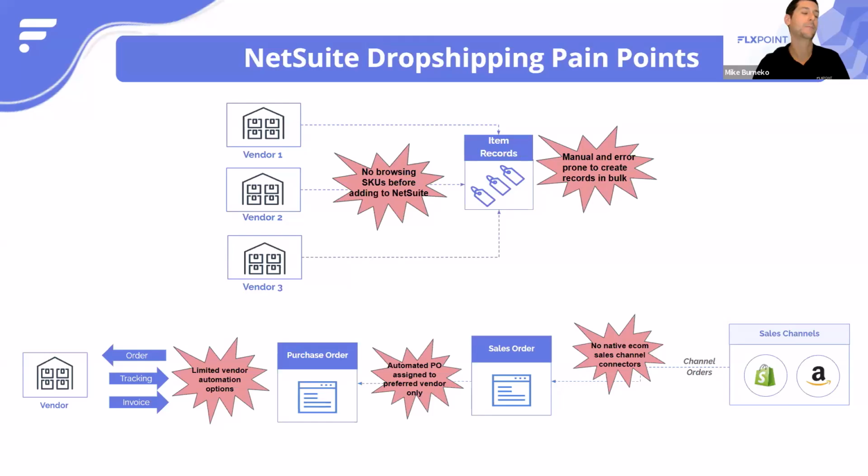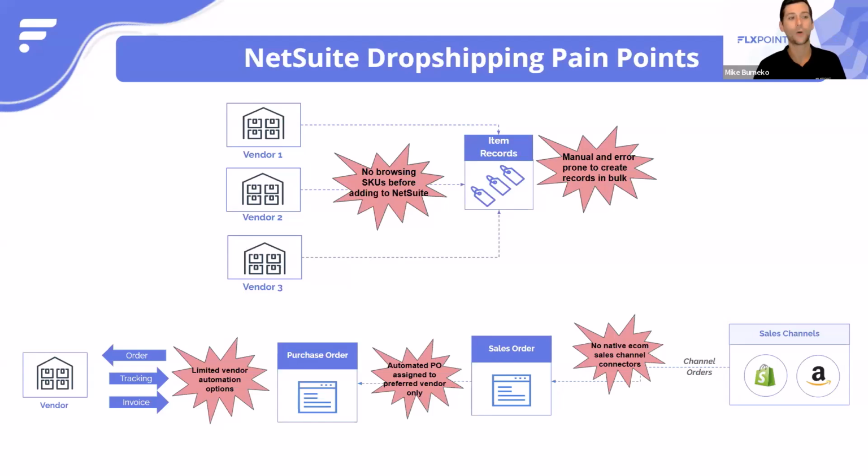But in a nutshell, the first thing that we run into is I have all these SKUs and items from my vendors that I might sell on my website, but I might not. But I don't have a good browsing experience to determine, hey, what do I want to sell? What do I want to filter out before I'm creating a ton of item records inside of NetSuite? And along with creating these item records, it's manual. It's manual and error prone to do this in bulk. And with dropshipping does come bulk.